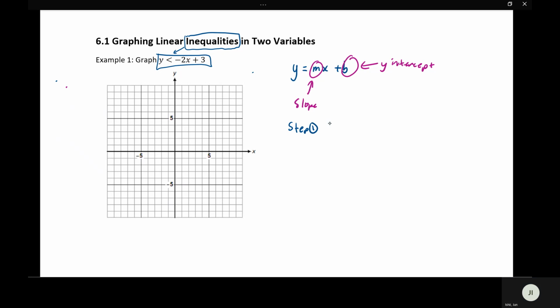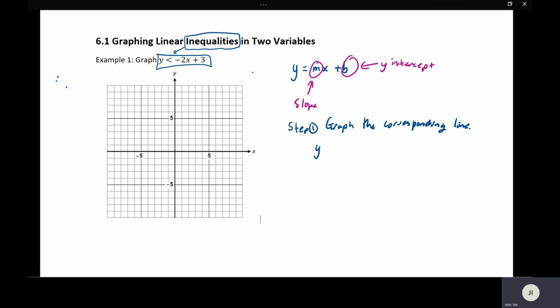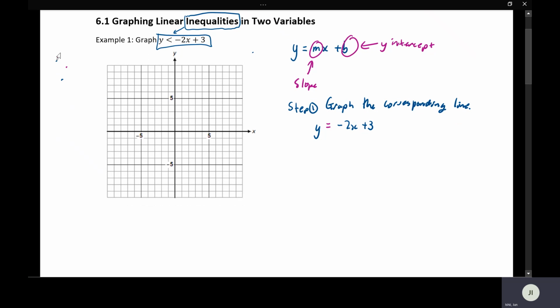Step 1 is we're going to graph the corresponding line. Okay, so in this case, instead of y is less than, what I'm going to do here is just change it to an equal sign. So we're going to graph y equals negative 2x plus 3.